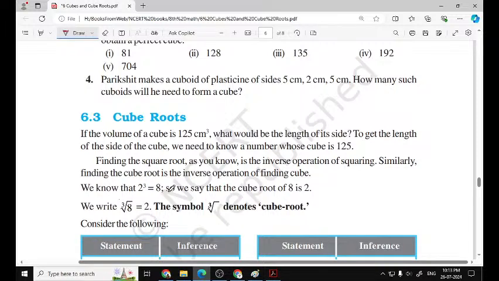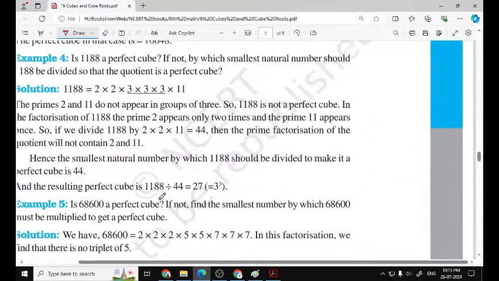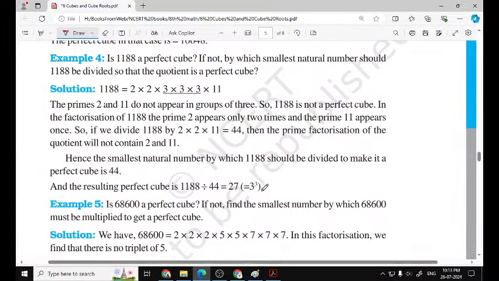Parikshit makes a cuboid of plasticine of sides 5, 2 and 5. How many such cuboids will he need to form a cube? Now let us go through a solved question. There is one such solved question.